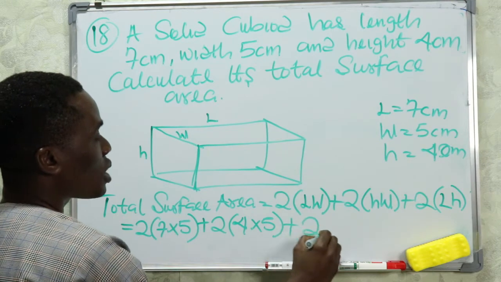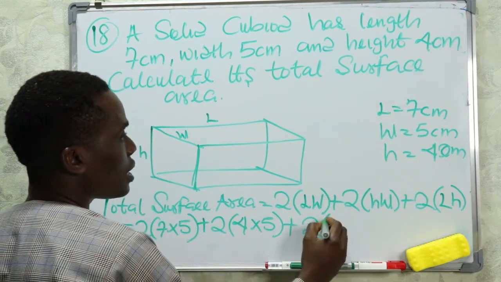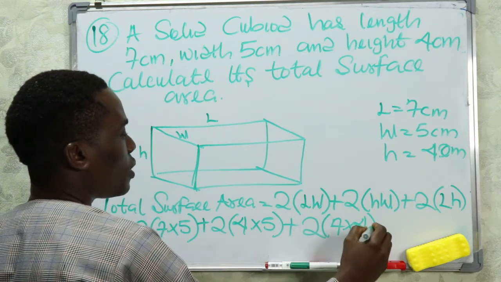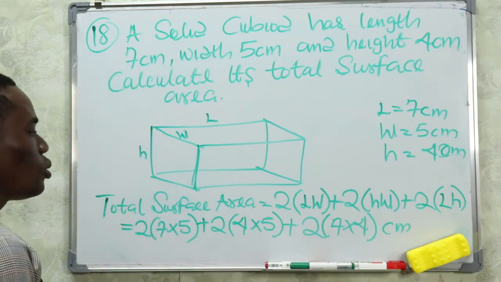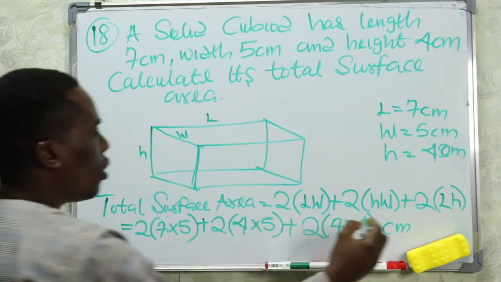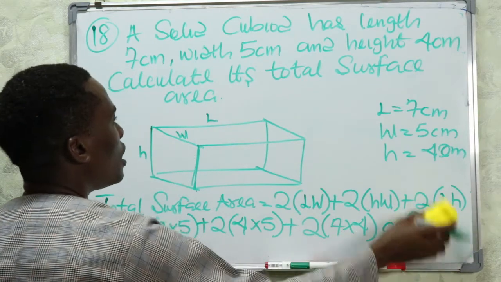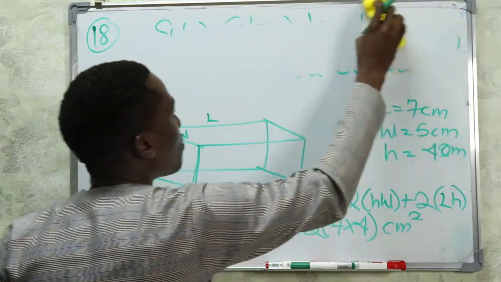Now plus 2 times the length times the height. That is 7 times 4, all in centimeters. Now we are going to look at this all in centimeter square, because this times this is centimeter square. Now let's look at how we can simplify that full equation to get our final result.